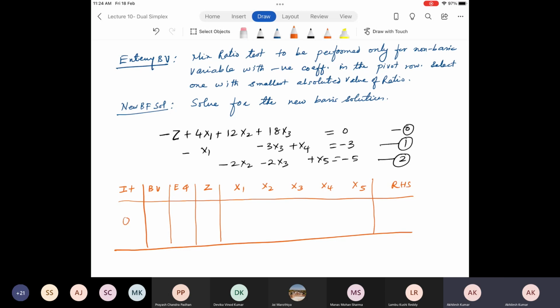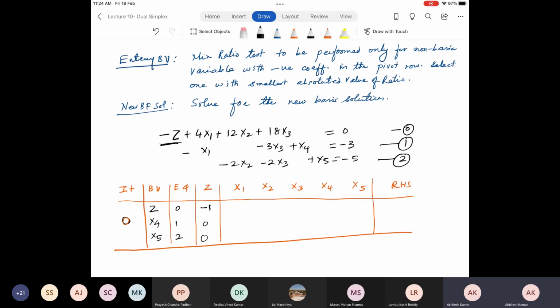Okay, so iteration 0. Let's put the values. Basic variable g. What are the basic variables at this iteration? X4, X5. The slack variables remain the basic variables. Equation 0, 1, 2. G equals minus 1 because it is a minimization problem.